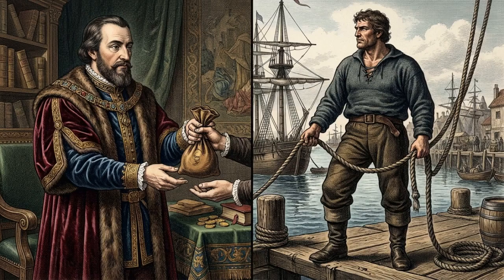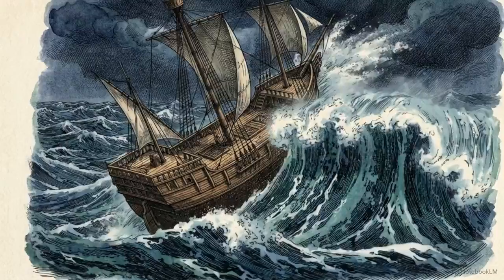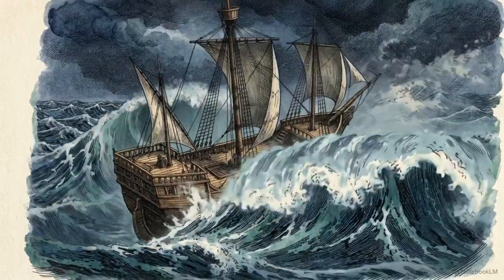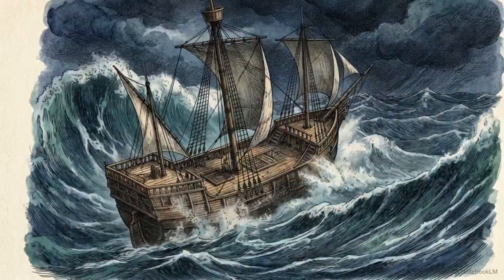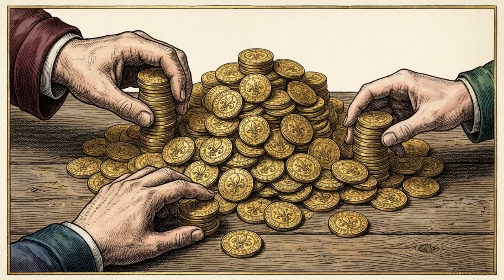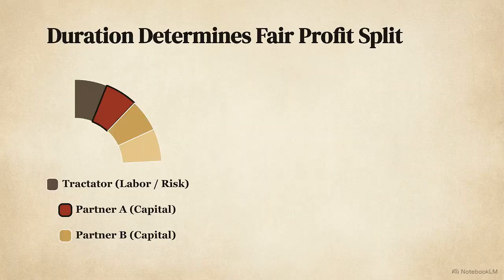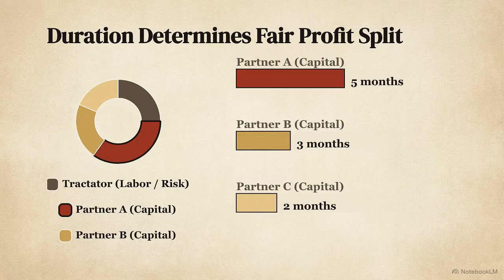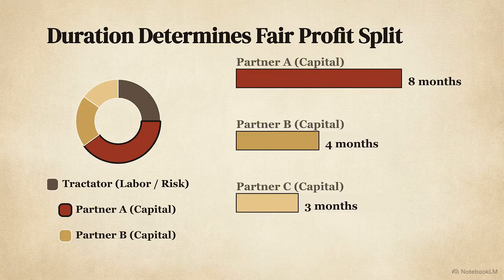In Chapter 12, Fibonacci tackles the commenda. These were early corporate partnerships, where one partner provided the capital and the other provided the labor and assumed the physical risk of the sea voyage. Dividing profits was rarely simple, as partners often contributed capital at different points in time. Fibonacci used algebra to determine a fair split based on the exact duration of each investment.